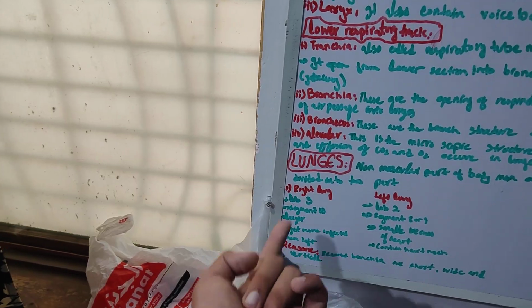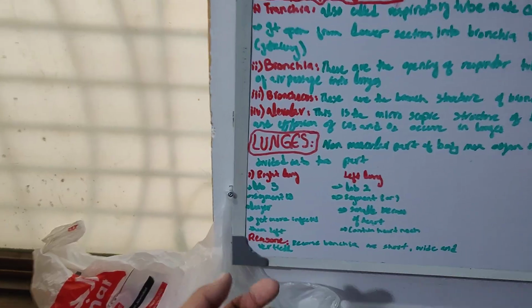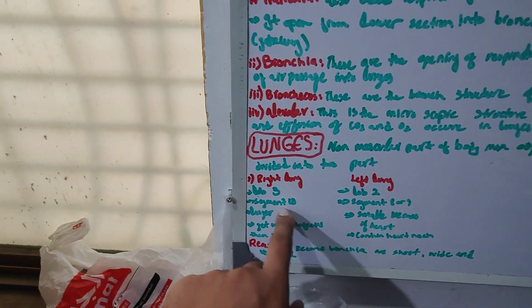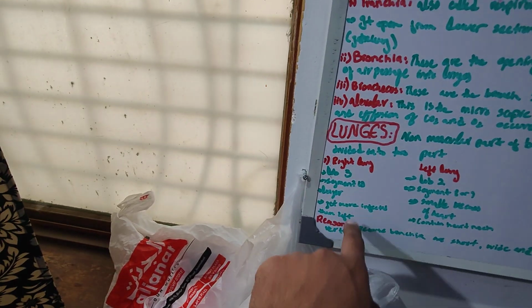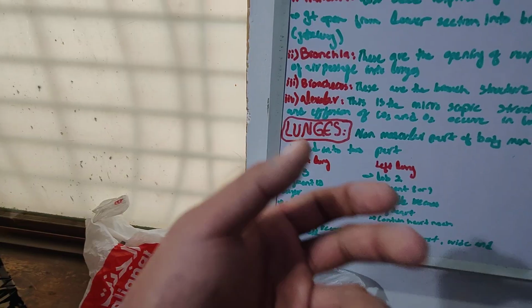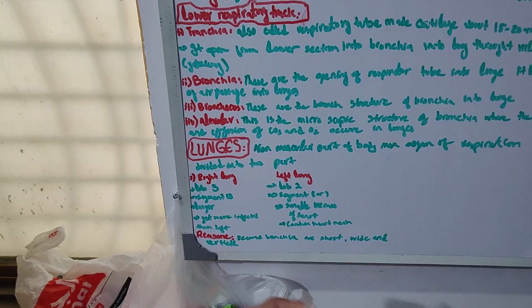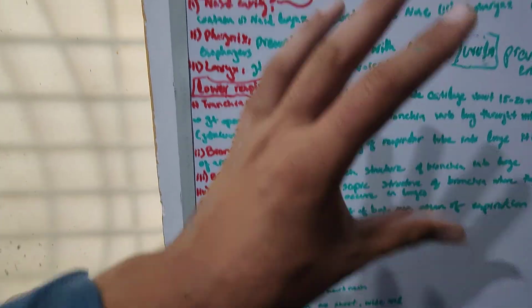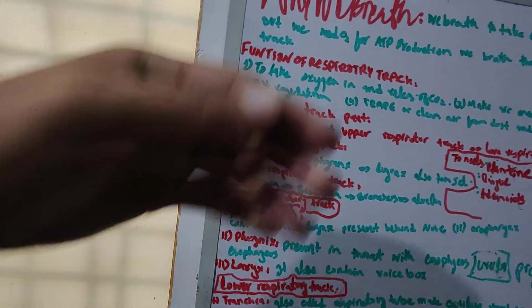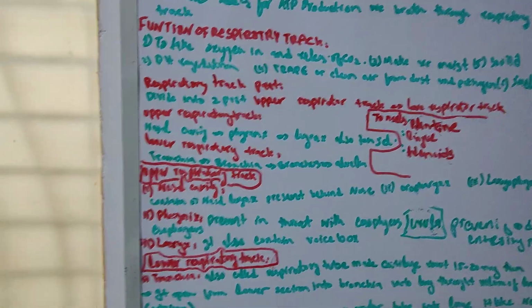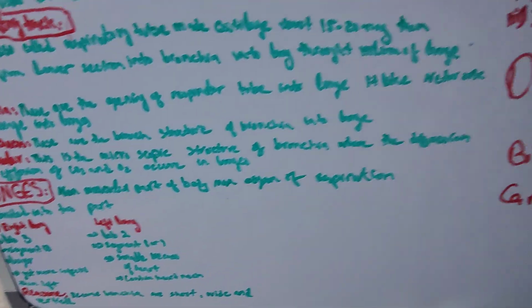A segment: the right lung has 10 segments, the left lung has only 8 or 9, mostly 8 but sometimes 9. The left lung is smaller because it contains the heart and the cardiac notch. The right lung gets more infected because it has a small, wide, and straight bronchus, so the pathogen, or anything, can easily come in. That's why it gets more affected with pneumonia and pathogens.